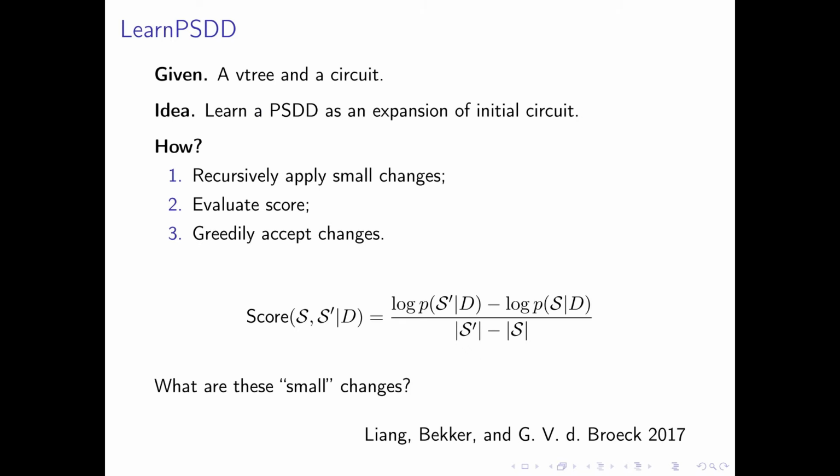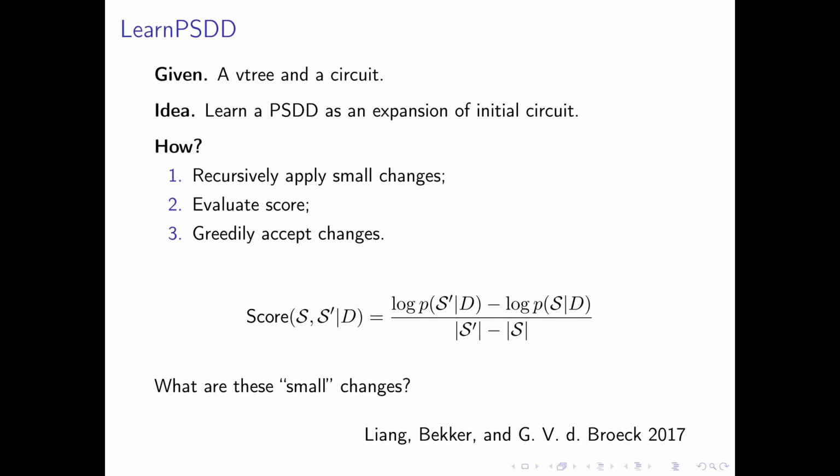And so I'm going to go through the existing structure learners that we have so far for probabilistic sentential decision diagrams. So the first paper on structure learning for PSDDs was by Liang et al. in 2017. And basically the idea was to learn a V tree through mutual information, and then pick an initial circuit, and then learn a new PSDD as an expansion of the initial circuit. This was done by recursively applying some small change, and then evaluating the score, and then greedily accepting the changes if the score is higher.